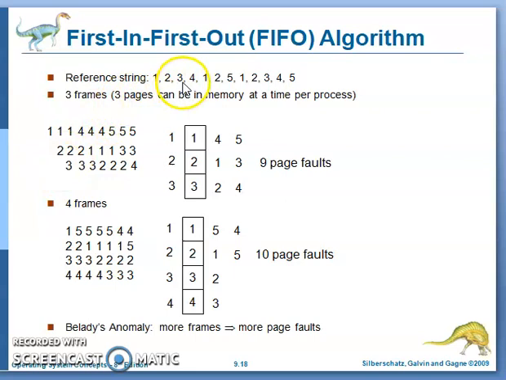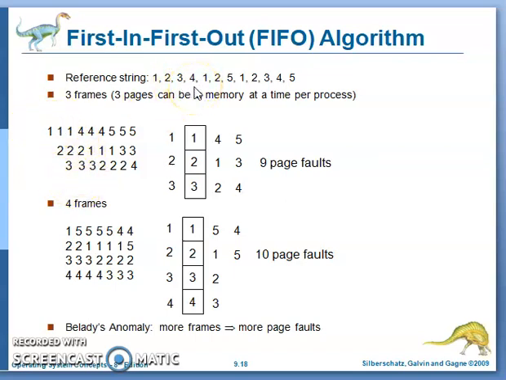Now the next page 3. Page 3 comes, and there is one free frame, that is the third frame. You load the page 3 into the third frame. So 1, 2, 3, these 3 pages are loaded into 3 frames, frame 1, frame 2, frame 3. So all 3 frames are filled with page 1, page 2, page 3. And there are 3 page faults.